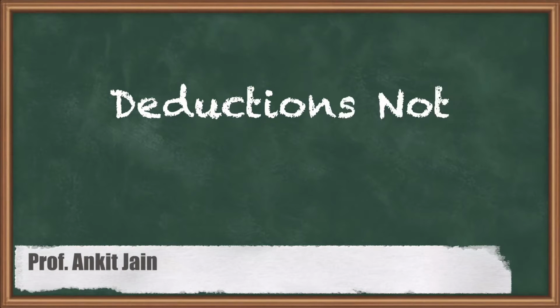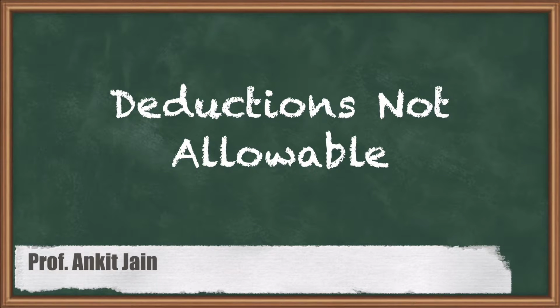Hello friends, today's topic is deductions not allowable as per section 58 of the Income Tax Act 1961, which is part of the topic income from other sources. Herein you will see the headers which have been discussed under section 58 have been borrowed from deductions applicable in the case of profit and gains from business or profession.